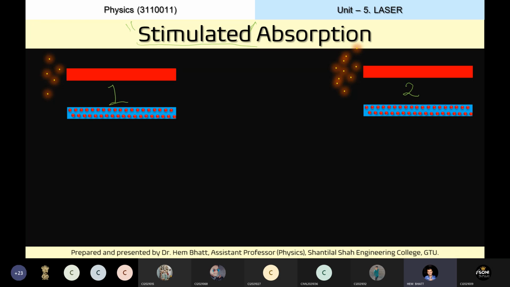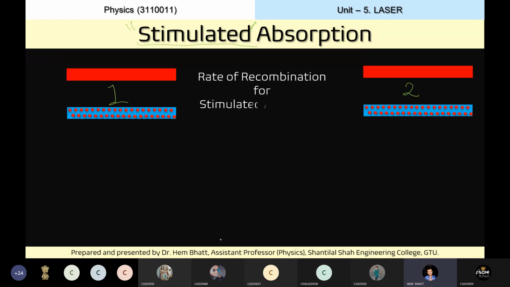Can we say that the stimulated absorption depends on the incident energy? So how much absorption will take place? That is the rate of absorption, rate of stimulated absorption depends on what? Rate of stimulated absorption, let us call it R1.